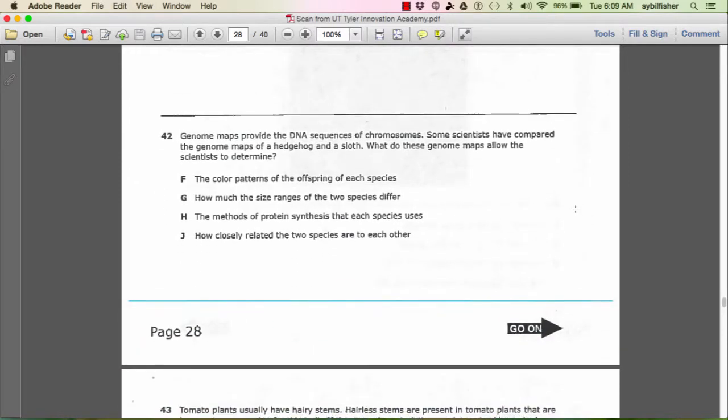42. Genome maps provide a DNA sequence of chromosomes. Some scientists have compared the genome maps of a hedgehog and a sloth. What do these genome maps allow the scientists to determine?